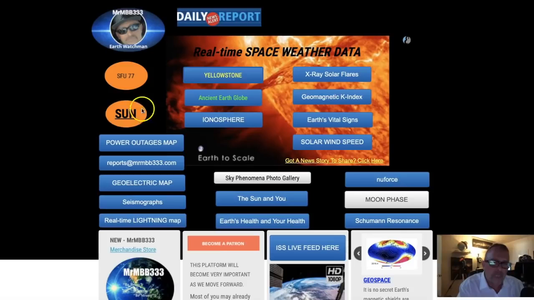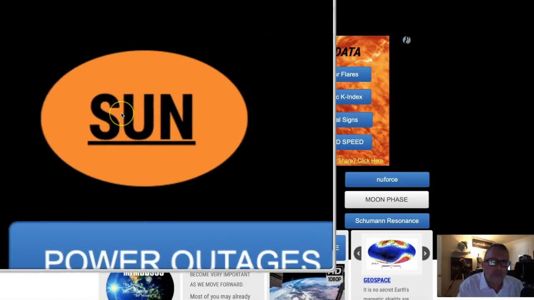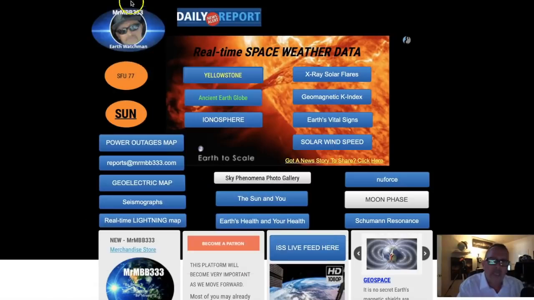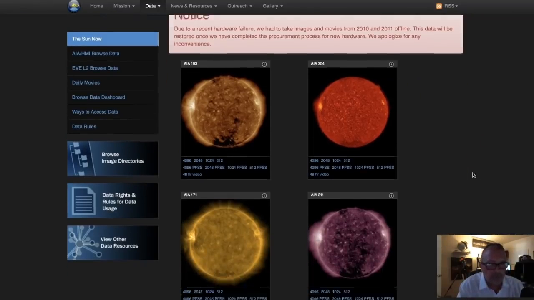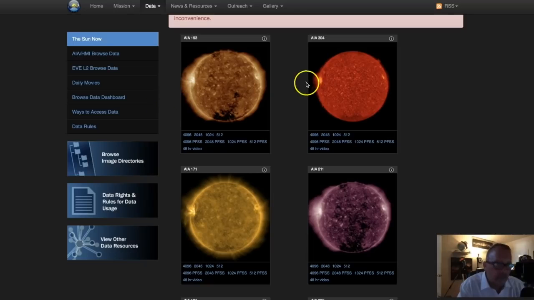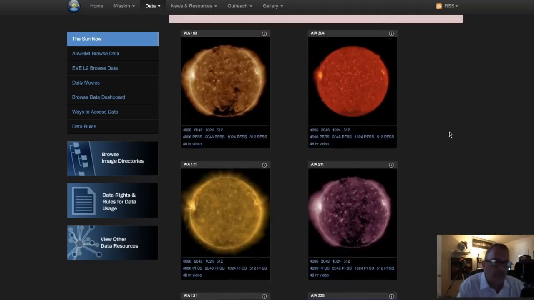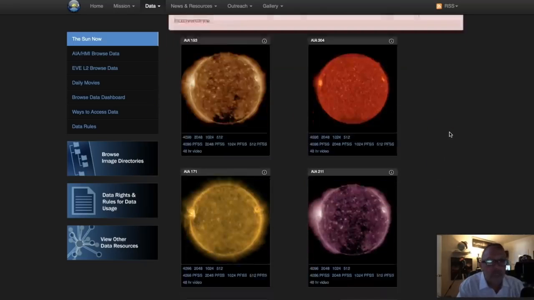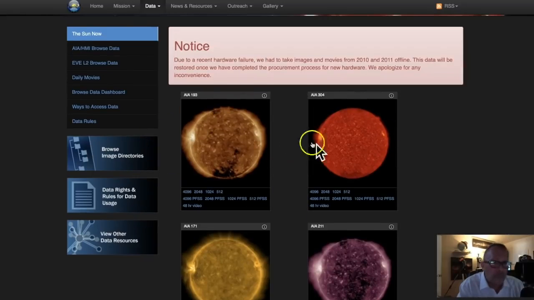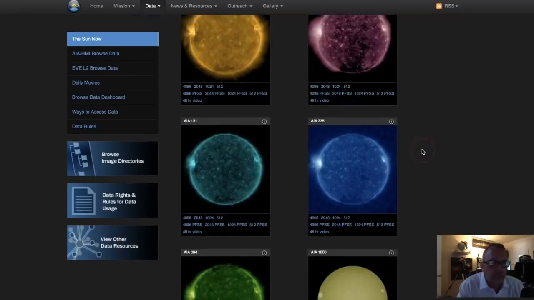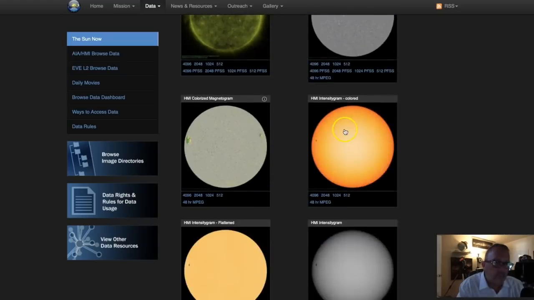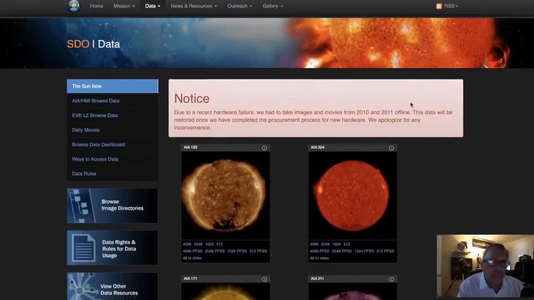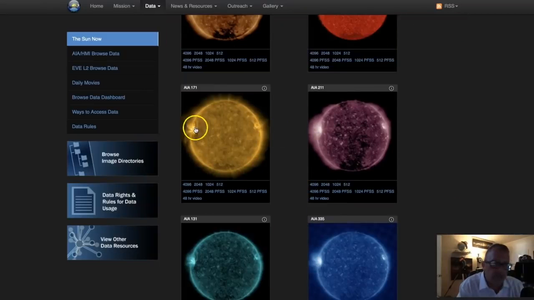If you go to the website, you click on the Sun tab here at MrMBB333.com. That tab will take you to the SDO, the Solar Dynamics Observatory website, where you can look at the sun through many different filters, different wavelengths. The sun, much like planet Earth, has many different layers of atmosphere. All of these different filters monitor different layers of the sun's atmosphere. The one that I just showed you first was the surface of the sun. We go up here to the top and we can monitor multiple layers of atmosphere the sun has.